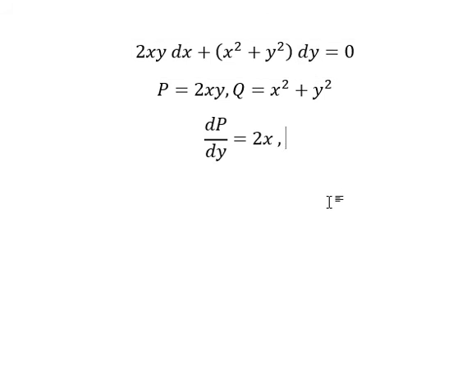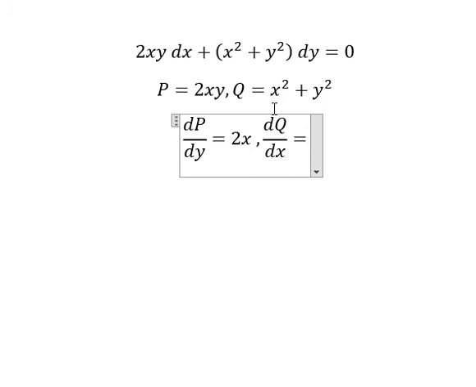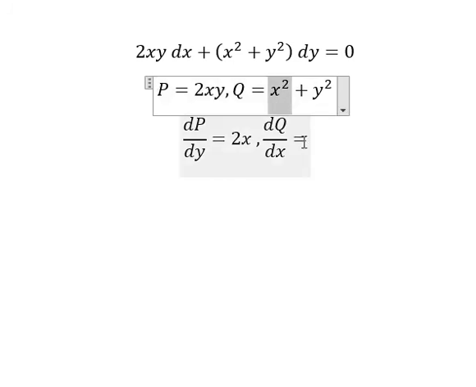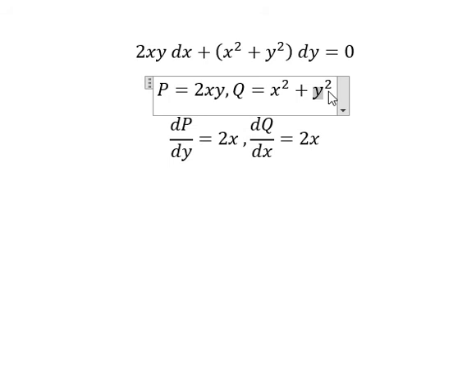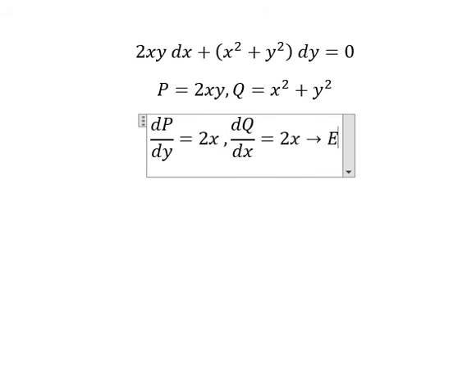That means we need to first take the derivative of q with respect to x. So this one we have 2x. This one we don't have y, so you get number 0. So we see that this one and this one, they are the same. So that is exact.